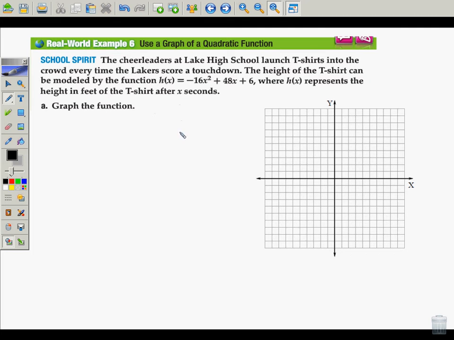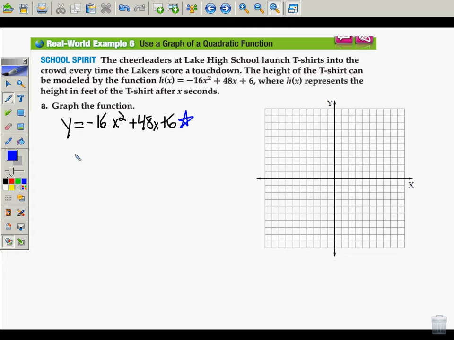We've got the cheerleaders at Lake High School launching t-shirts into the crowd every time the Lakers score a touchdown. The height of the t-shirt can be modeled by our function h of x equals negative 16x squared plus 48x plus 6, where h of x represents the height in feet of the t-shirt after x seconds. So we want to graph this function. I'm going to replace this h of x with y, and we know y equals negative 16x squared plus 48x plus 6. Now the good thing is they already gave us the function, so it's just like the example we just did.